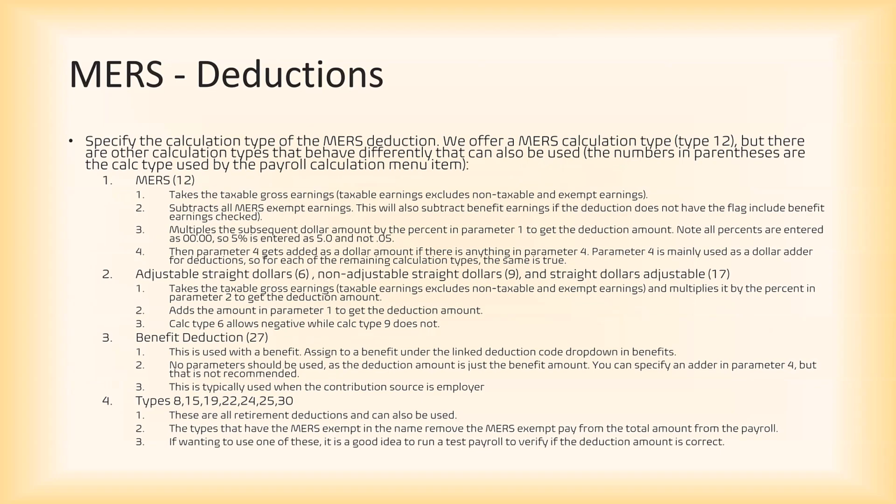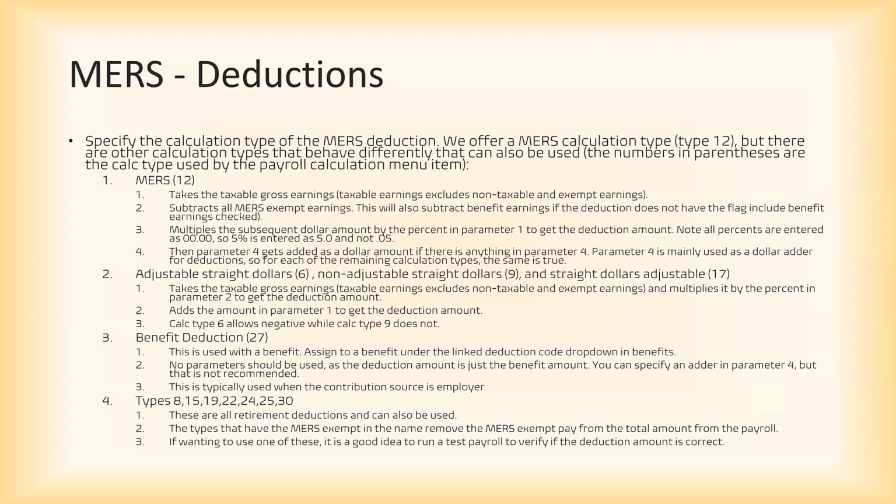So for the MERS, again, continuing for the MERS deductions, once you specify the contribution source, then you could specify the calculation type. We offer a MERS calc type, which is calc type 12. That's the standard MERS one. But you don't have to use that for a MERS deduction. There are other ones that you can use for a MERS calc, and the calc type is in parentheses.